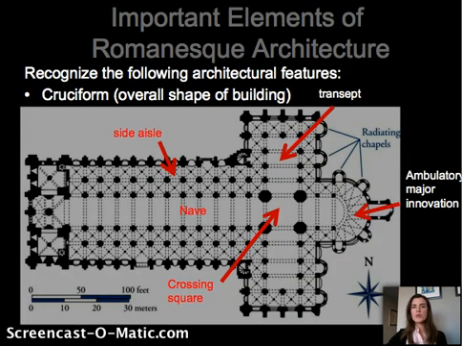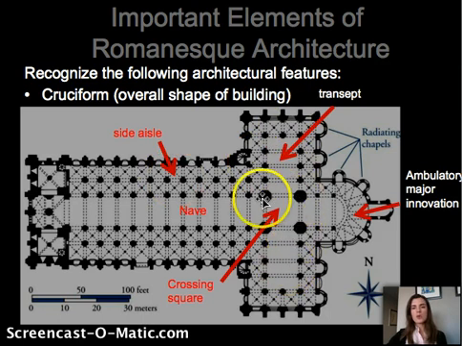And here I'm just showing you some important elements of Romanesque architecture. So the most important is this ambulatory with radiating chapels, which allows pilgrims to see the relics without interrupting any of the rituals or liturgy going on in the nave, the area of the crossing square, the side aisle, the area of the transept.